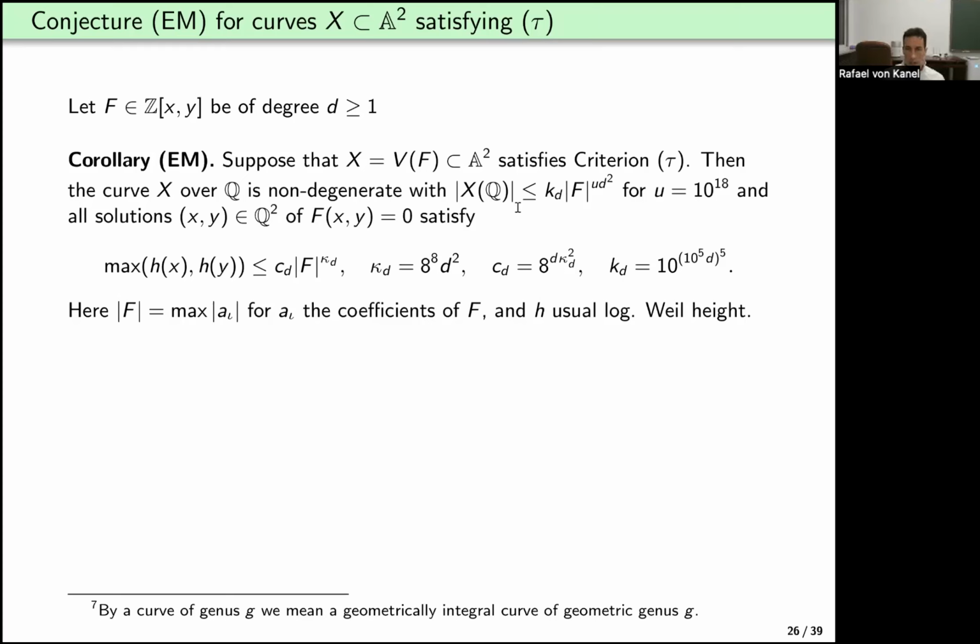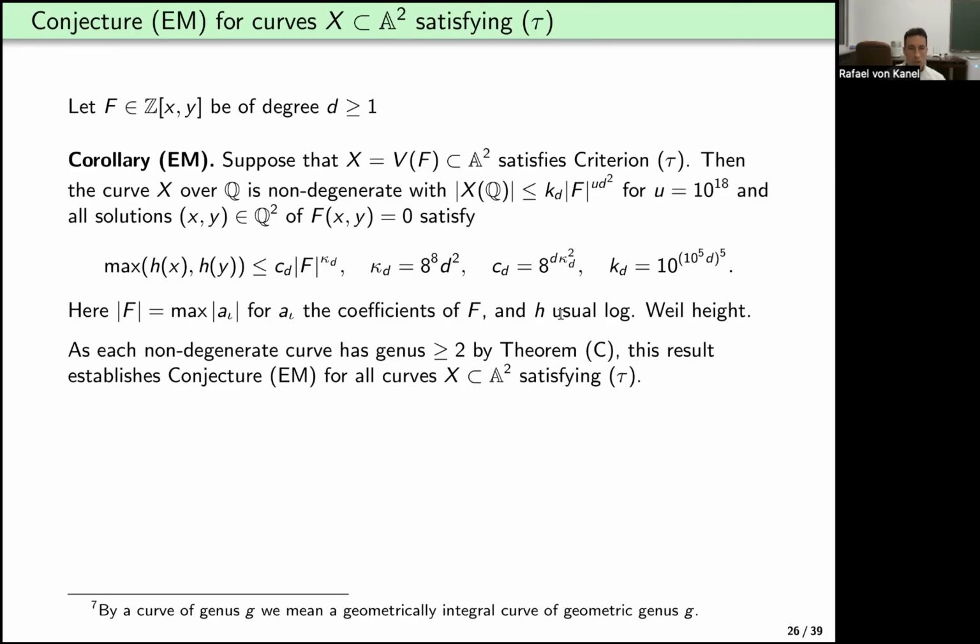And here this K of D appears in the bound for the number of solutions. And here, again, the absolute value of F is as before, and small h is as before the usual logarithmic Weil height. And then one knows that each non-degenerate curve has genus greater or equal than 2 by this theorem C, which I stated earlier. Then this corollary proves this conjecture EM for all curves X which satisfy this criterion tau. And also, in theorem Fi, we constructed large classes of such explicit curves which satisfy tau.